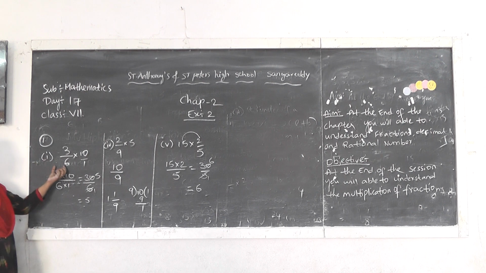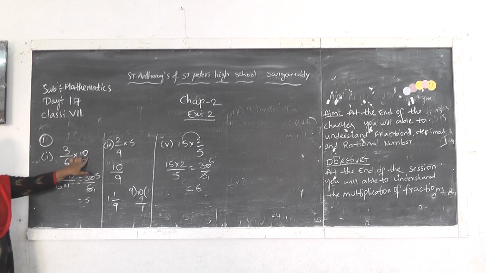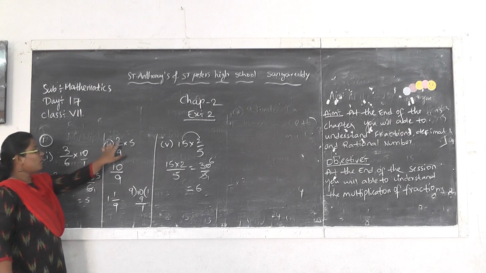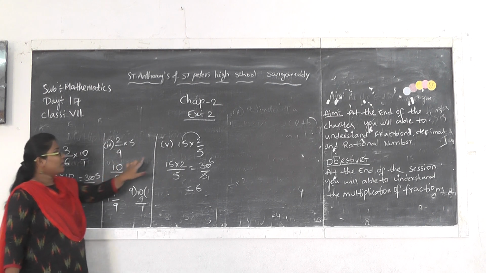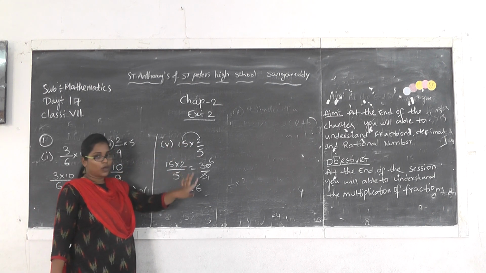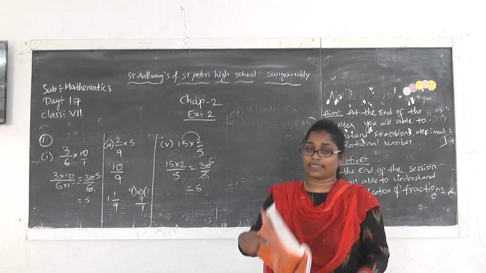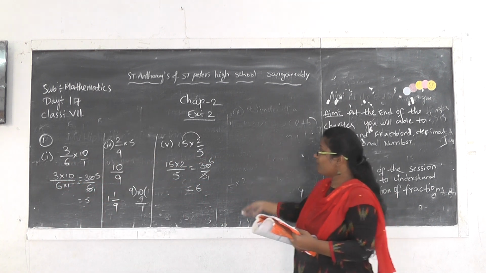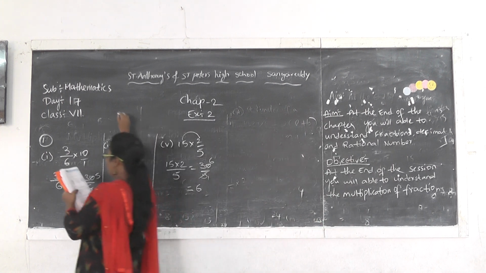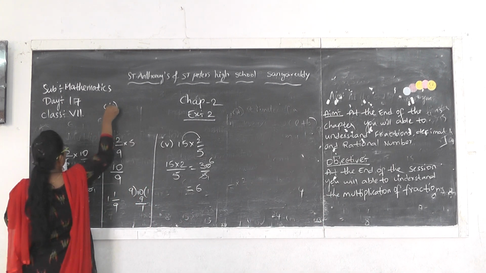When we are multiplying a fraction with a whole number, what we have to do? Multiply the numerator with the number. 3 tens are 30 and the denominator is the same. Here also 2 fives are 10 and the denominator is the same. 15 2s are 30 and the denominator is the same. Okay, in this, as I told, there are a total of 5 problems. The remaining ones I am writing here, and we have to take them as homework.